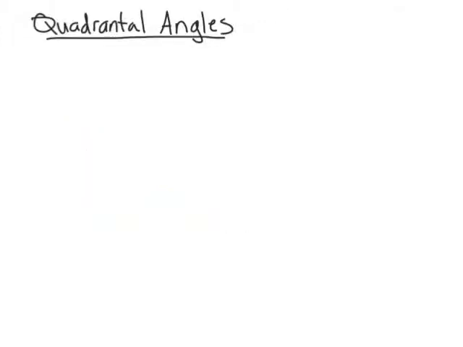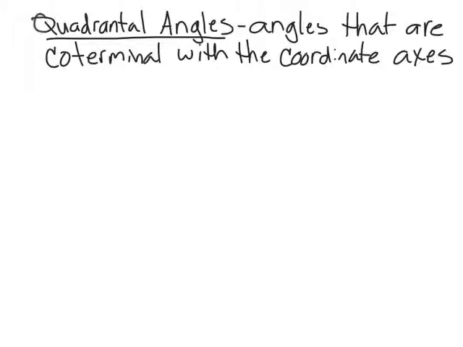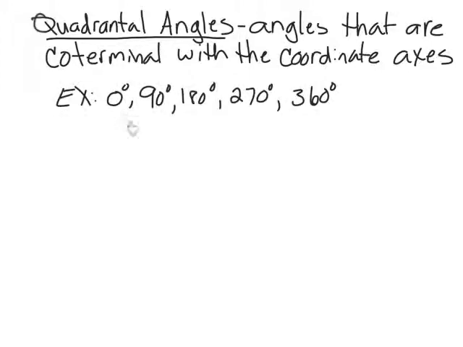The last thing I want to define in this lesson are what we call quadrantal angles. They are defined as angles that are coterminal with the coordinate axes. So that's our definition: quadrantal angles are angles that are coterminal with the coordinate axes. So your x-axis, your y-axis, positive and negative. Examples: in degree measure, we have 0, 90, 180, 270, and 360. The equivalent radian measure would be 0, pi over 2, pi, 3 pi over 2, and 2 pi. Those are our quadrantal angles.